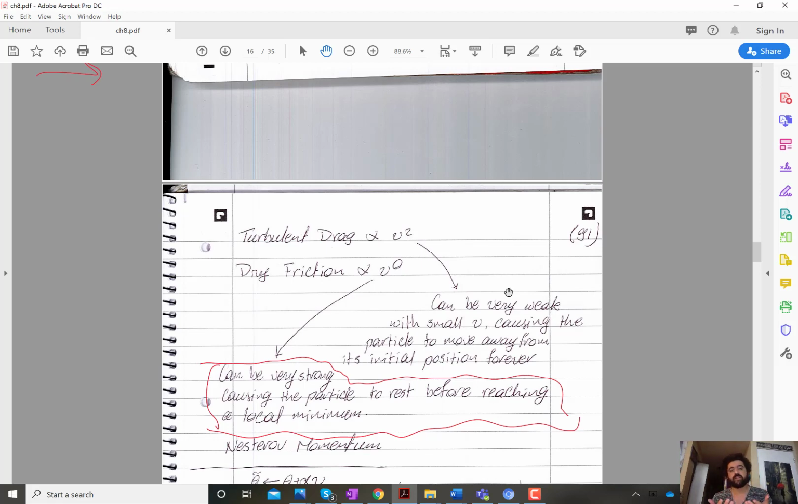Now, the other extreme is what's called turbulent drag, and that's corresponding to v squared. V squared can be very small. If the drag is very weak, then that can cause the particle to move away, its energy is not consumed early enough, or maybe never, right? So it can keep moving away from its initial position forever.